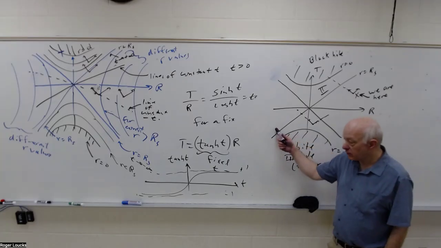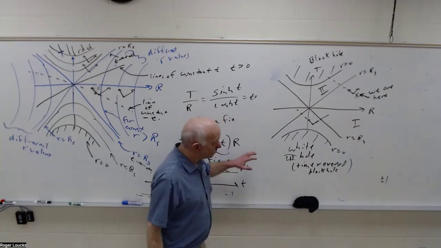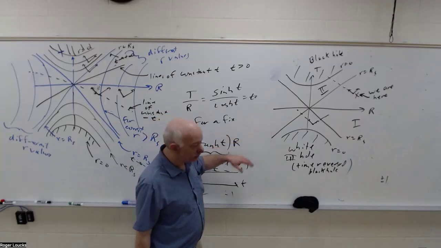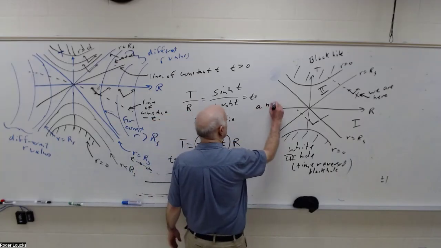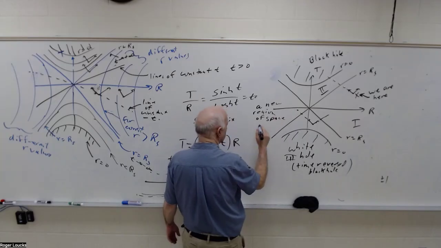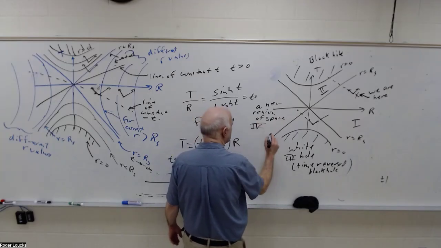We get this region out here, and if we go out far enough, we're going to get flat space. So we get a brand new universe over here. Basically, I have a flat space here, so this is a whole new region of space. It's basically a new universe. He calls this region 4.